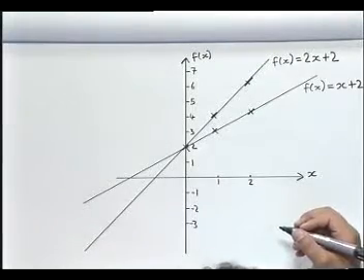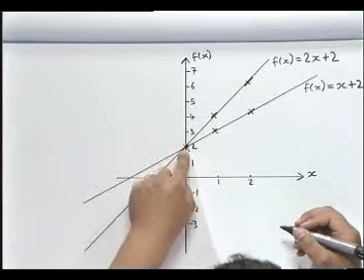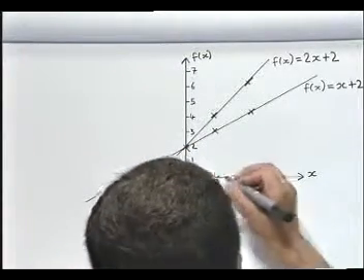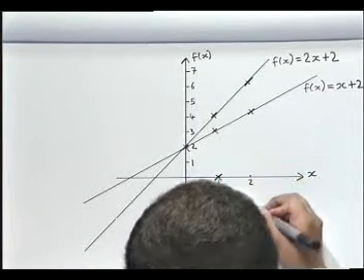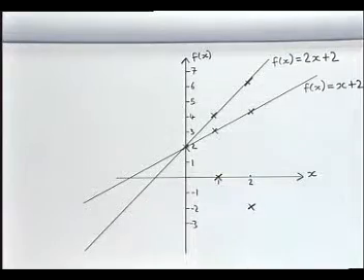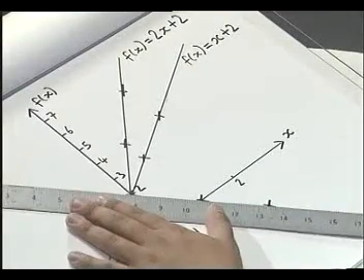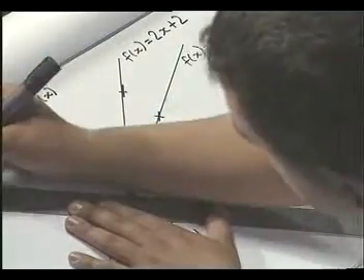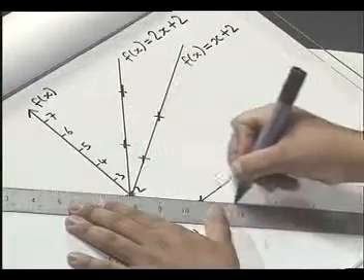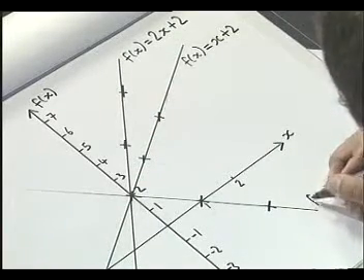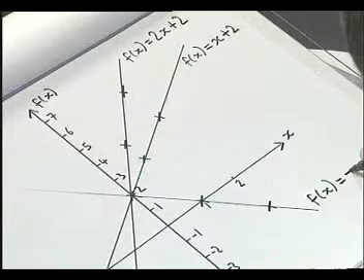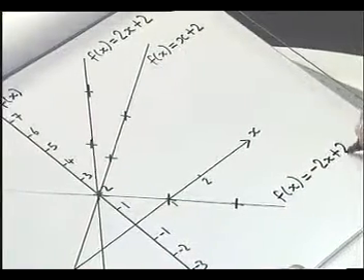The next function we looked at was f of x equals minus 2x plus 2. And once again, this gave us a point at 0, 2, a point at 1, 0, and a point at 2, minus 2. And when we join these up, as before, we expect a straight line. We can label this f of x equals minus 2x plus 2.